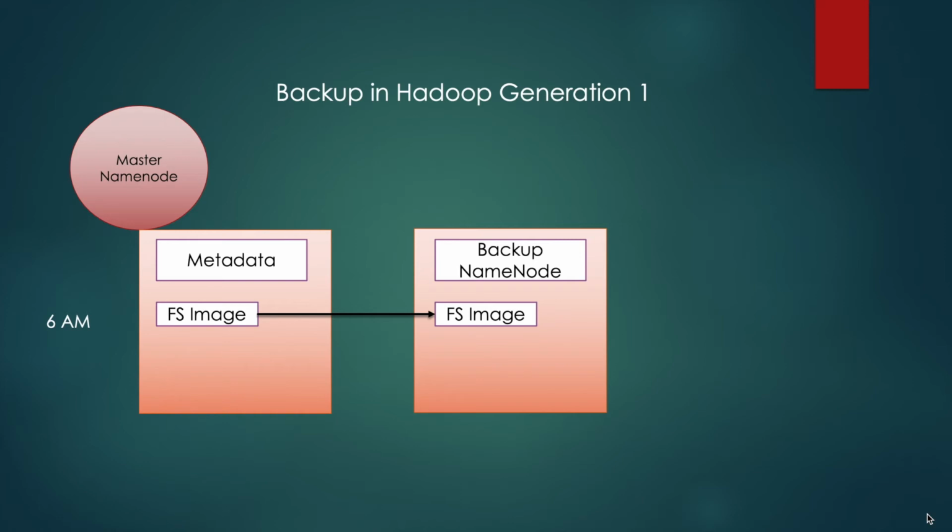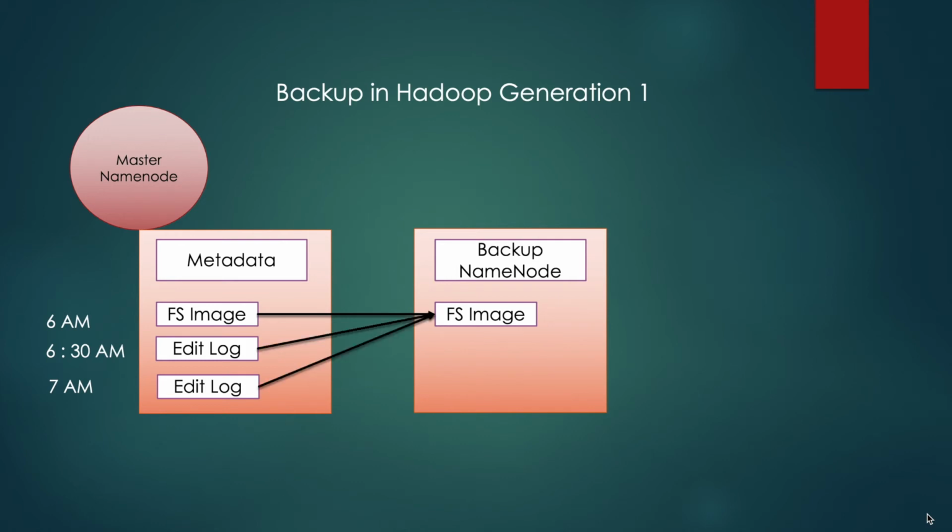This one-time activity is now done, and for every 5, 10 or 15 minutes, the metadata information with all the new changes will form one edit log. Let us assume that in our scenario we are taking an edit log every 30 minutes, and at 6:30 a.m. we have one edit log at the name node. This edit log will have all the changes that happened in the metadata for the past half an hour, and at 7 a.m. one more edit log will be generated with all the changes that happened in that half an hour. At 7 a.m. the name node will take these edit logs and merge them into the FS image present in the backup name node. This kind of backup is called cold backup.